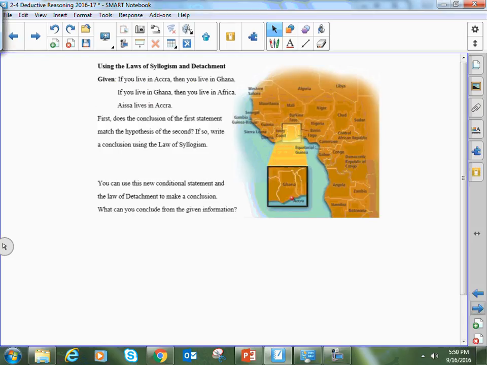So finally, this is going to be the last portion that we talk about. The last kind of exercise that we're going to be doing is going to take both of the laws that we talked about, the law of syllogism and the law of detachment, and it's going to put them all together at the same time.